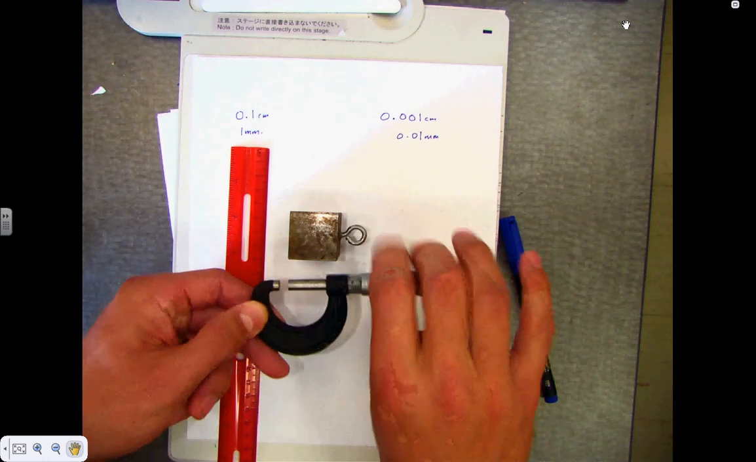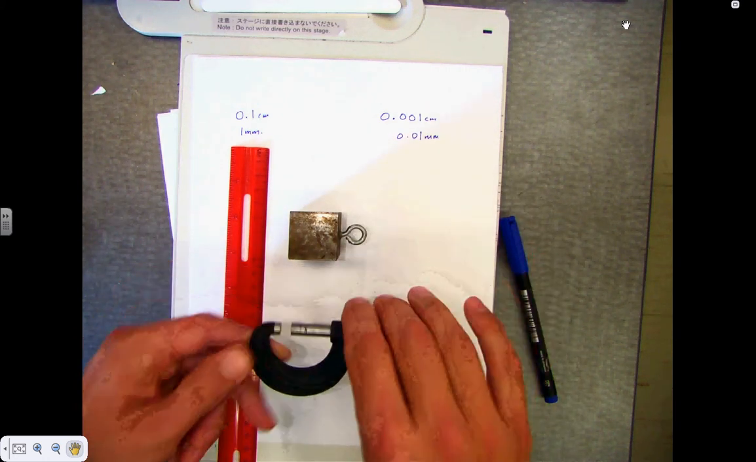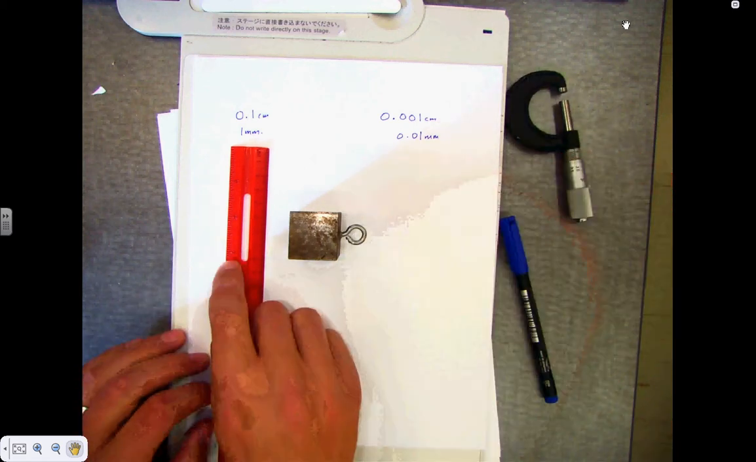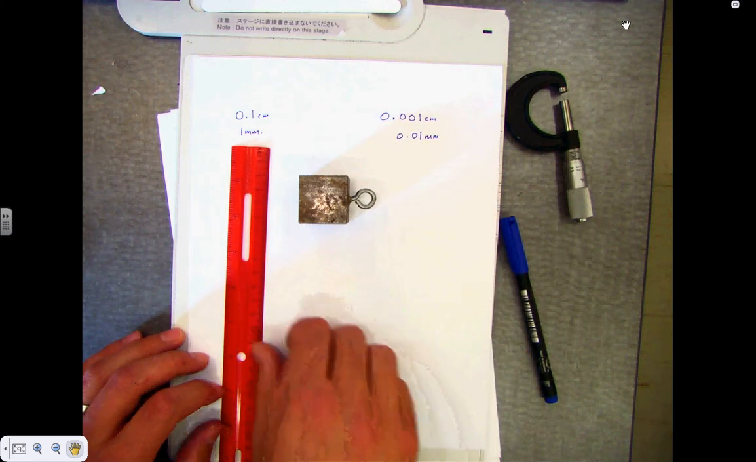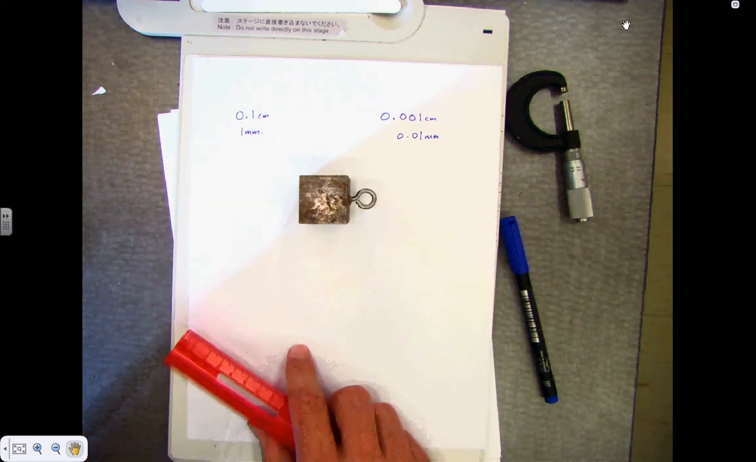Unfortunately, this isn't going to fit on here. It's just not big enough. And for our purposes, this is just fine. Okay, so the first thing we're going to do is measure our sides. I'm going to zoom in a little bit so you can see exactly what I'm doing here.